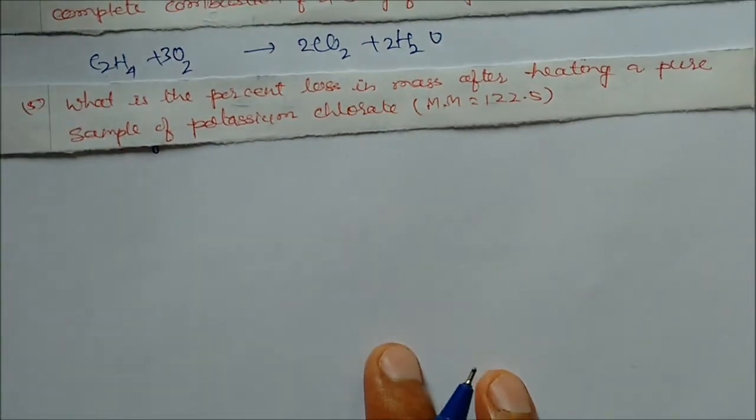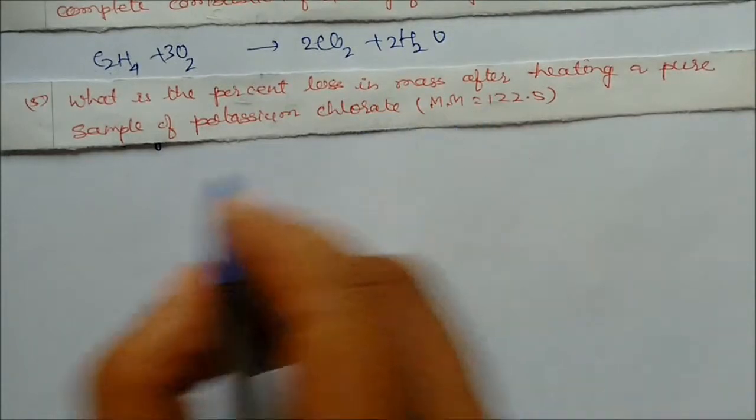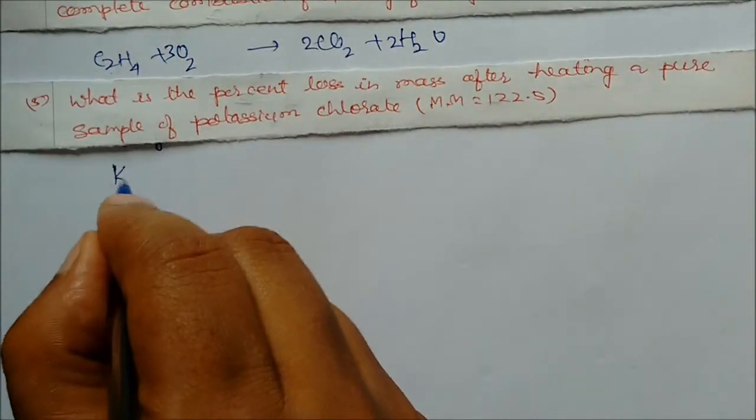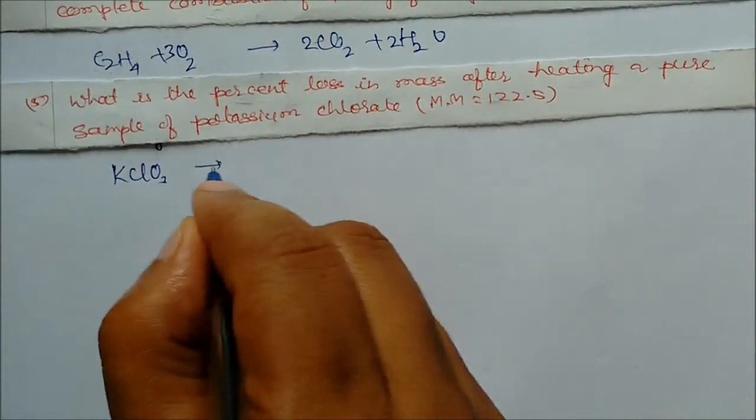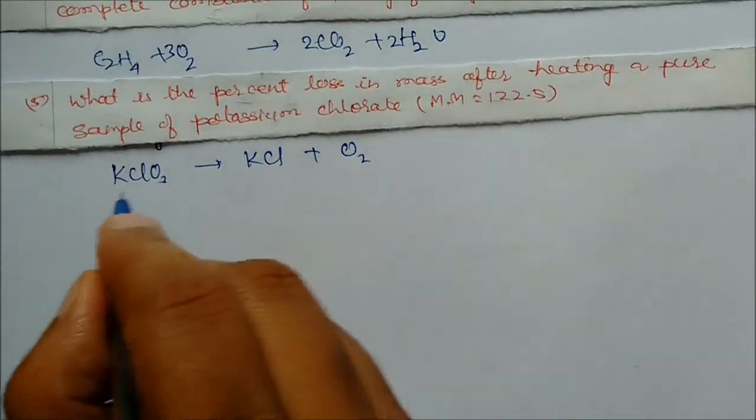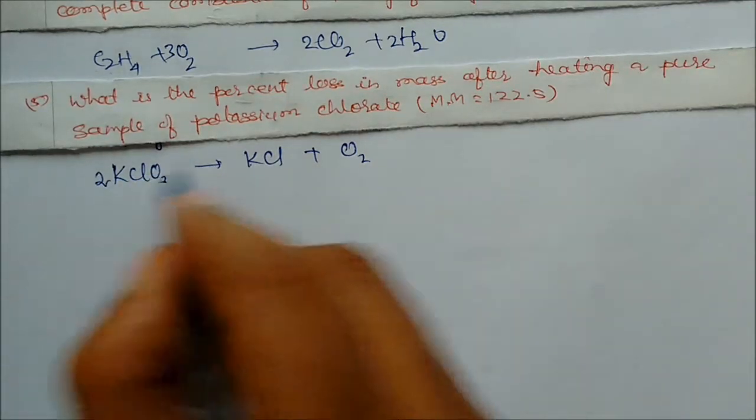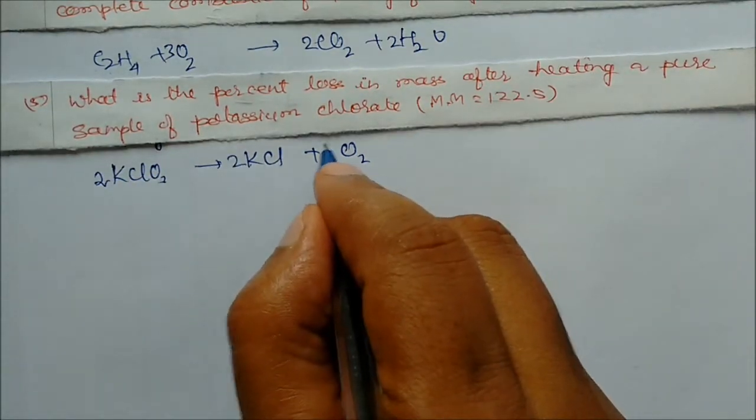What is the percentage loss in mass after heating a pure sample of potassium chlorate? So potassium chlorate formula is KClO3. So if you heat it, it will give you KCl plus oxygen. So here you balance it. So 3 oxygen is there. So put here 2. So on putting, this will be 2. This will be your 3.